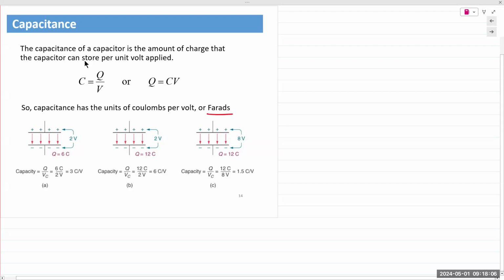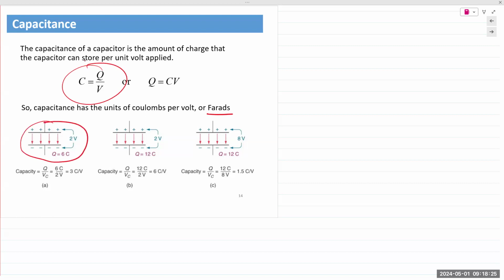So just 3 small examples. I'd like to show how the capacitance value can change depending on the amount of charge that's being stored and the amount of voltage that is being applied. So we take our standard equation, C is equal to Q over V. And we can see in example A, a charge of 6 coulombs is being stored in 2 parallel plates. The applied voltage is 2 volts. So the capacitance value is 3 farads, Q divided by V.